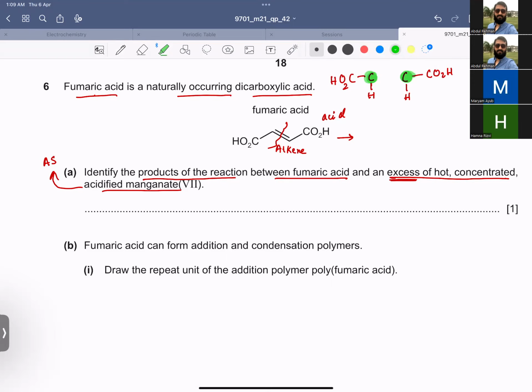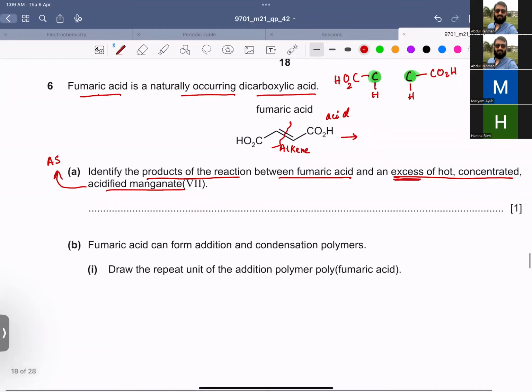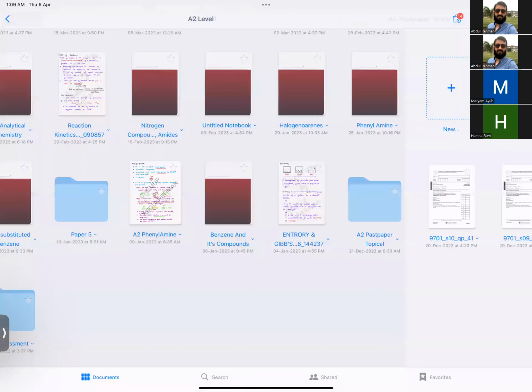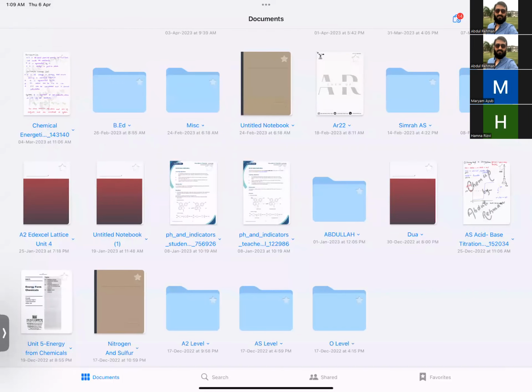This is completely AS level knowledge. These reactions you studied in your AS level. Yes, can anybody recall? Yes? No one?